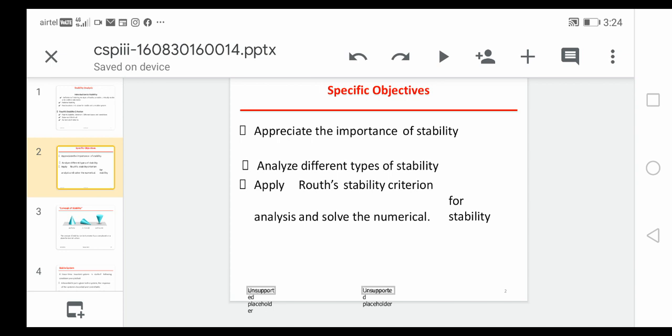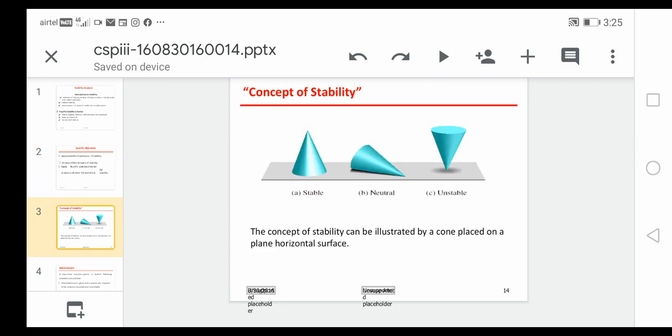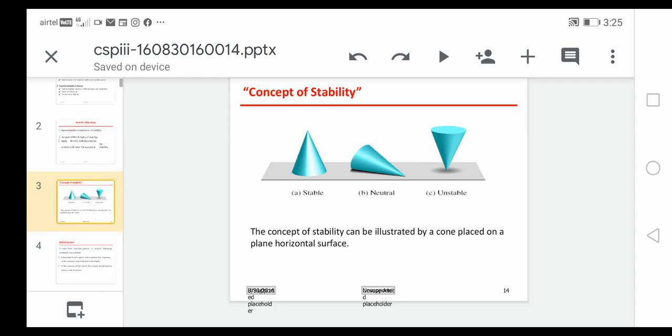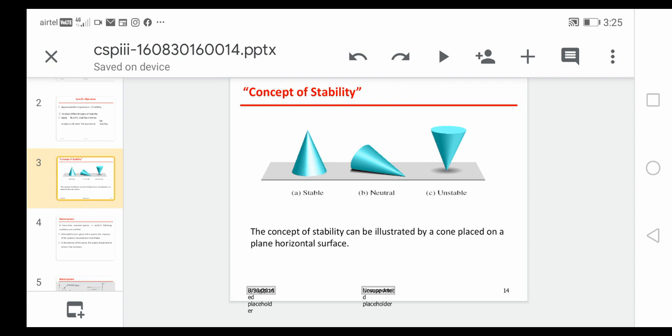And the specific objectives are that we can know the importance of stability. We can know the different types of stability, and how to use the Routh criteria also we can know. Here in this concept of stability, the example is that in the first case it is stable, in the second case it is neutral or marginally stable. In the third case, it is unstable. Already we explained in the last lecture.